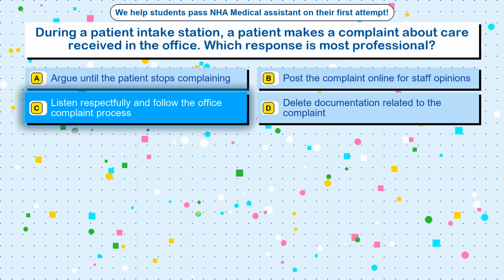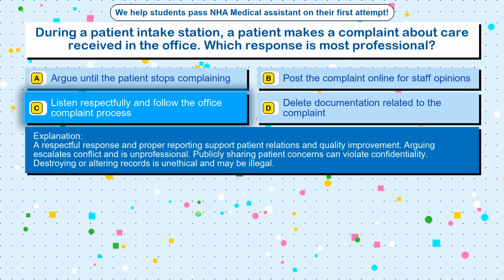Listen respectfully and follow the office complaint process. A respectful response and proper reporting support patient relations and quality improvement. Arguing escalates conflict and is unprofessional. Publicly sharing patient concerns can violate confidentiality. Destroying or altering records is unethical and may be illegal.